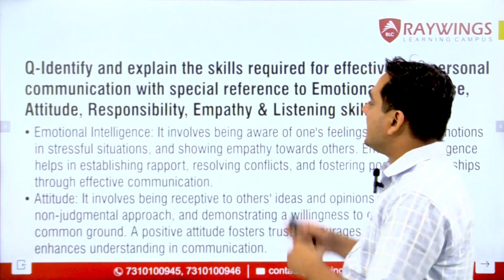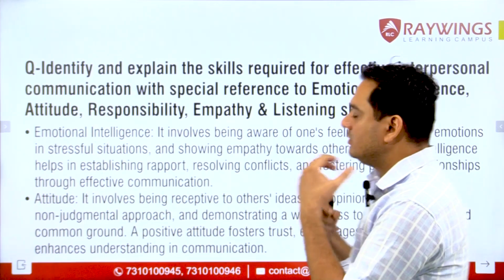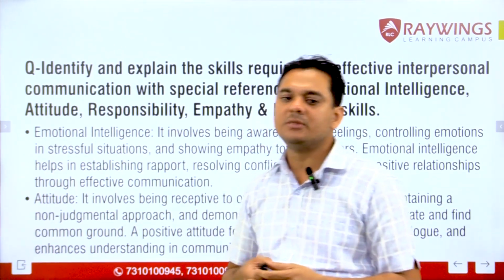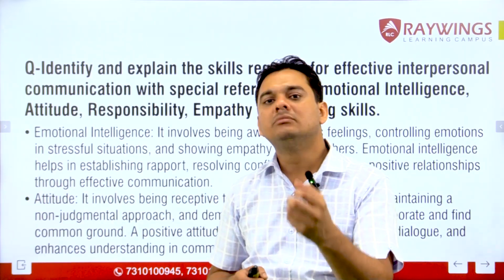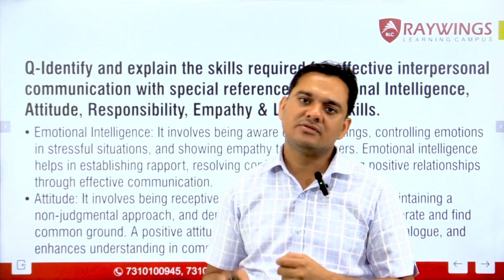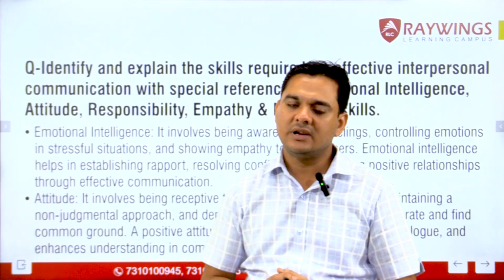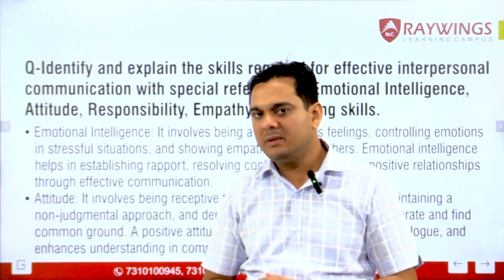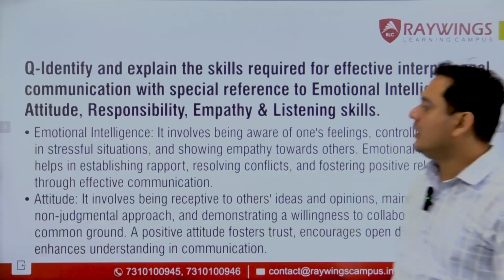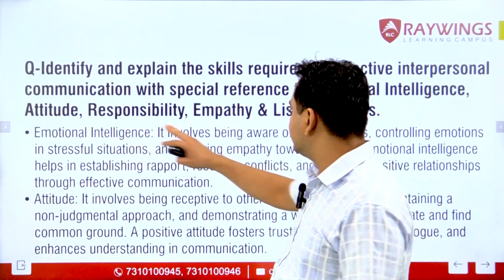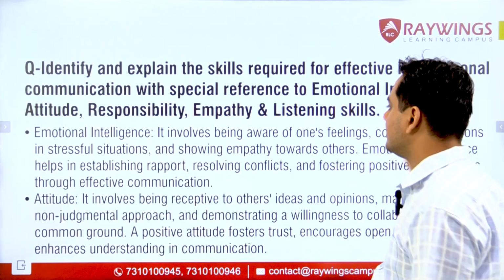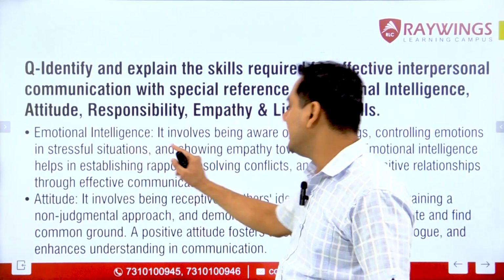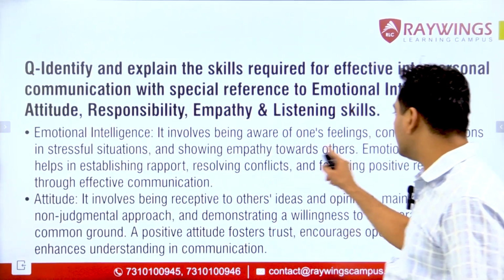Now, first of all we'll understand what interpersonal communication is. The communication that takes place between two people or more than two people is known as interpersonal communication. As I told you in the previous video, it may be verbal, it may be non-verbal. Now emotional intelligence involves being aware of one's feelings, controlling emotions in stressful situations and showing empathy towards others.